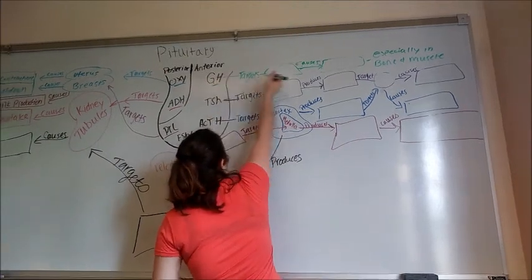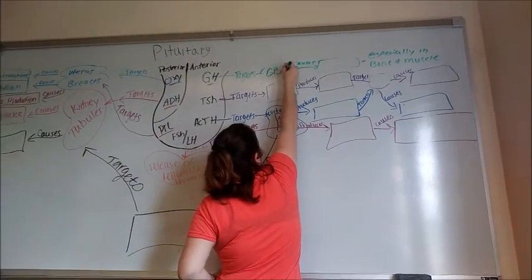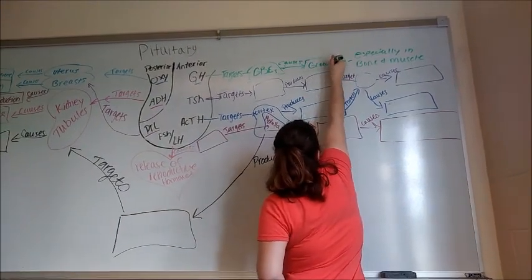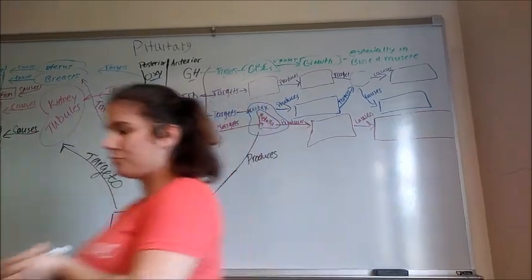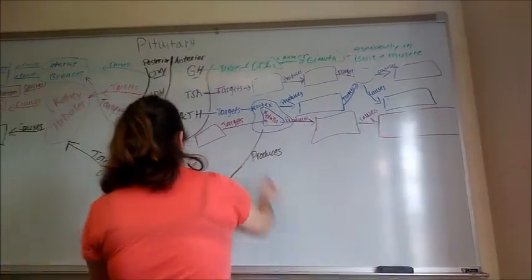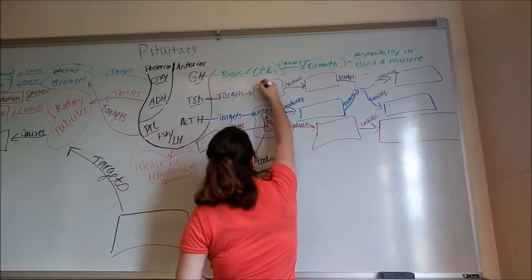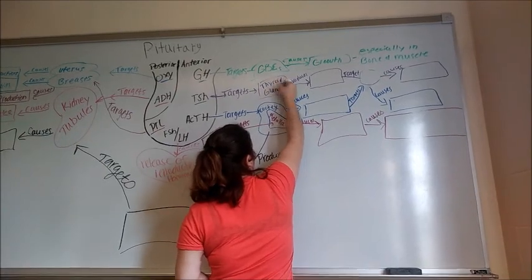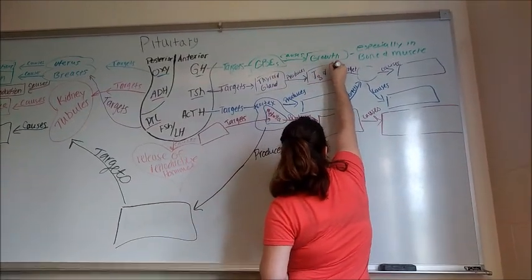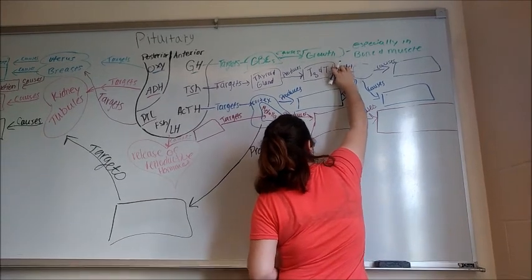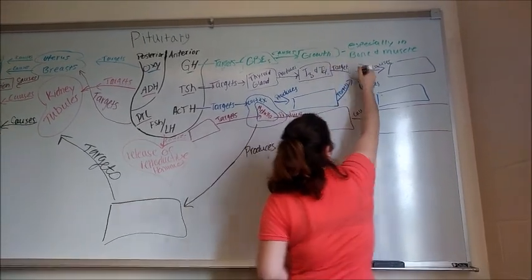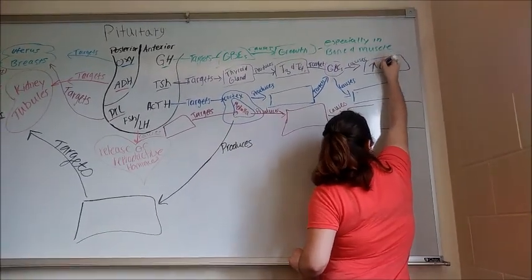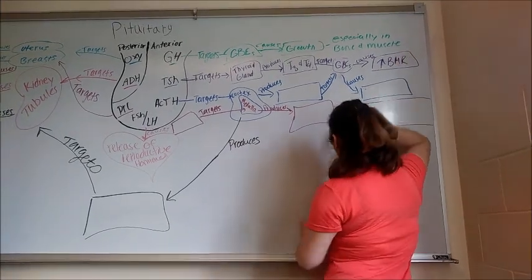Next, we have growth hormone, which targets general body cells and causes growth, especially in bone and muscle. Next, we have thyroid stimulating hormone, which targets the thyroid gland, produces T3 and T4, and targets general body cells and causes an increase in BMR, also known as basal metabolic rate.